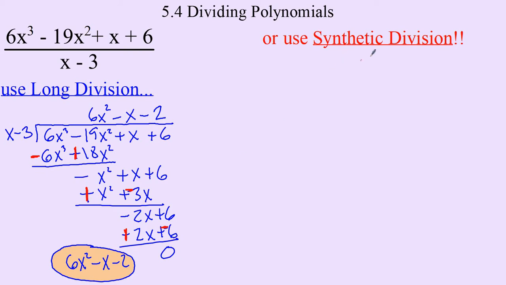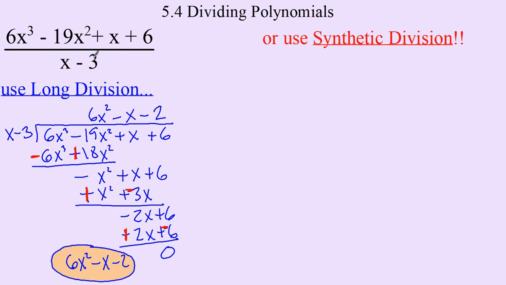Okay, synthetic is exactly how it sounds. It is fake division. Think of it like that. We can't use it every single time. It only works in certain instances, kind of like factoring, right? Factoring was by far the easiest way, in my opinion, for solving quadratics, but you couldn't do it all the time. Okay, so how do we do synthetic division?